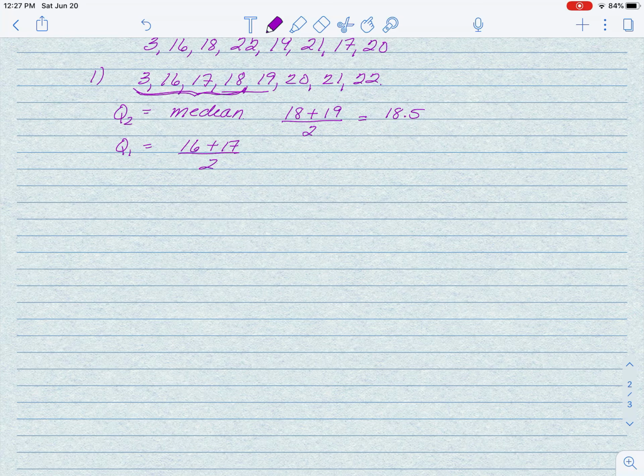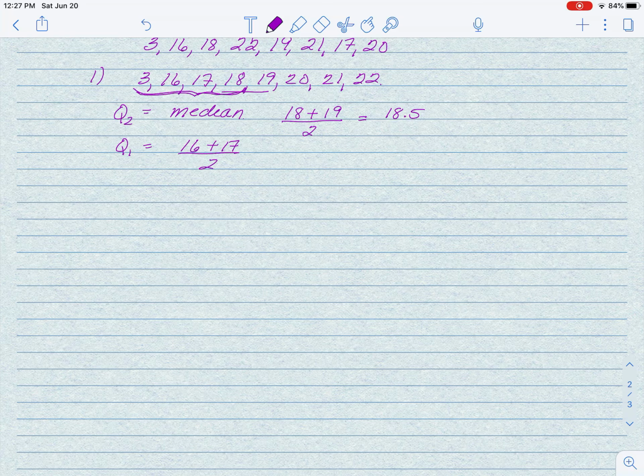Q3 is the median of this upper set of data. So that's the average of those two middle points, because they're middle points. And we get 20.5. And then we want to get the 5-number summary, so we need the minimum. That's 3. We need the maximum. That's 22. And we need to test for outliers. That may change the min or max. If the min or max is an outlier, then we don't go that far.